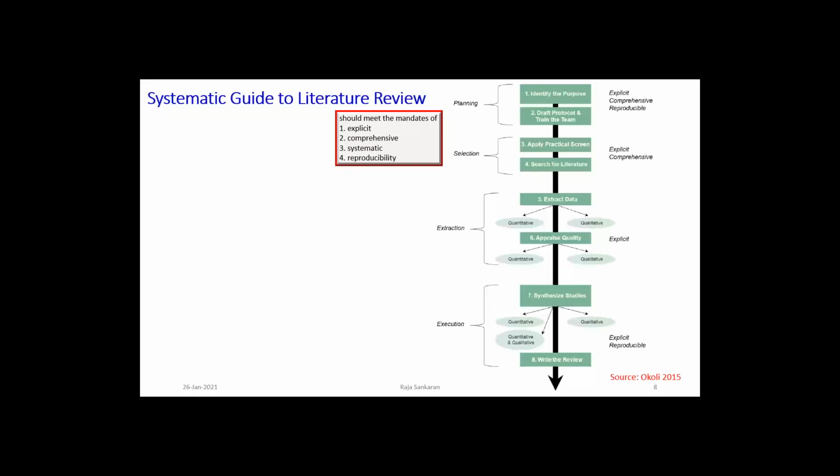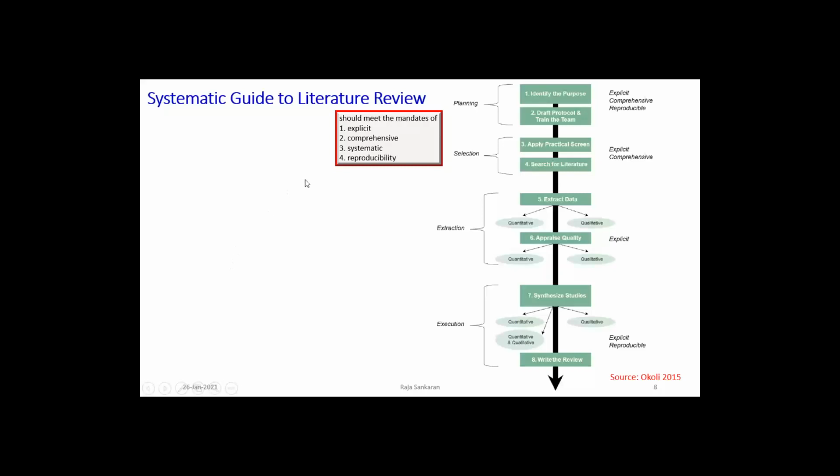And then again, when you're appraising the quality, it needs to be done on both aspects of quantitative as well as qualitative. Synthesizing studies are again very, very important. When you're synthesizing the studies, again, it could be on quantitative, it could be on qualitative, or it could be on having both. But having quantitative and qualitative is very, very rare. Are there any? Yes, there are. But it is very rare. So you need to look from that perspective as well. And then eventually you write the review.